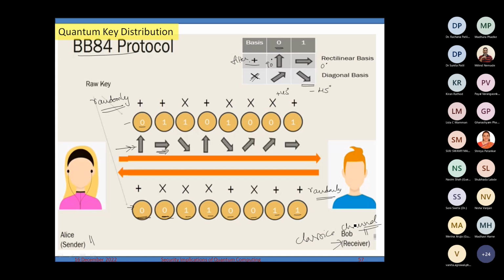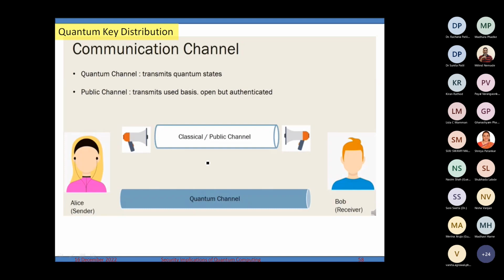In the classic channel, that means in a regular communication channel, Bob will tell Alice that, look, this is the filter that I have applied. For that, Alice will say, yes, you have applied the right filter, or no, you have not applied the right filter. Okay, so that's the channel announcement. So in the quantum channel, you are sending the states, and in the classical channel, you are announcing the basis for these states.